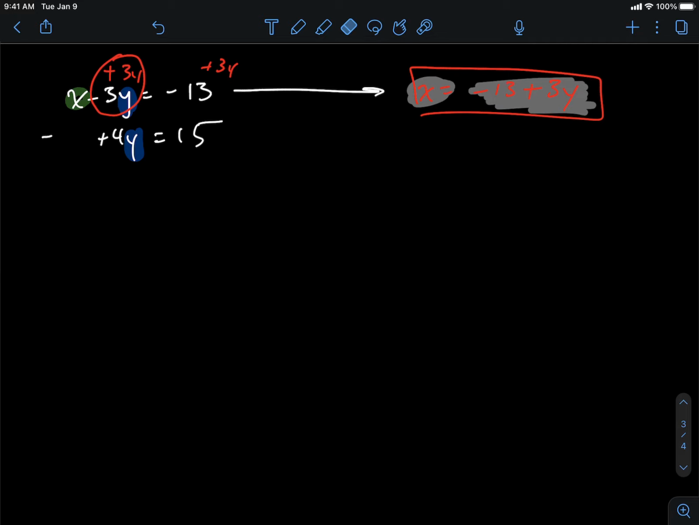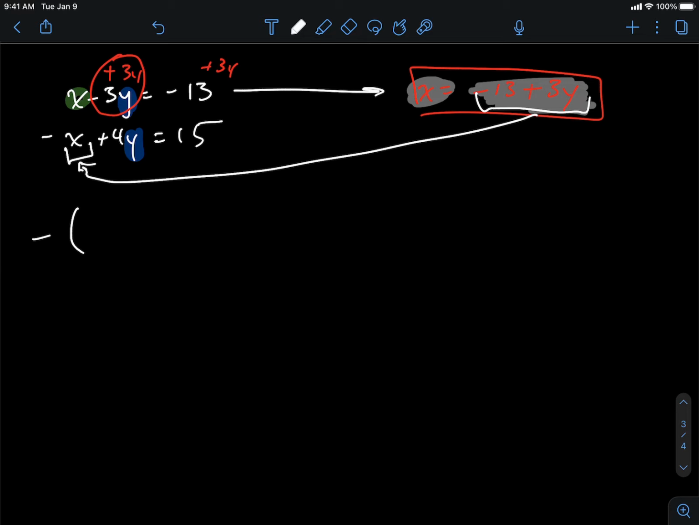So this is going to disappear and it's going to get replaced by just this piece. So we're going to go negative, open a bracket because I'm substituting in, negative 13 plus 3y, plus 4y is equal to 15. Is that okay?